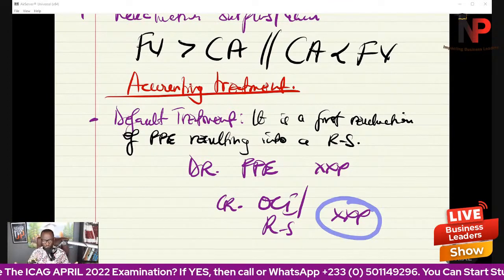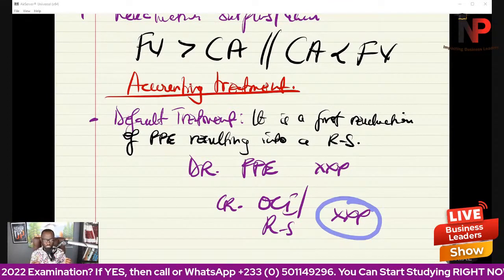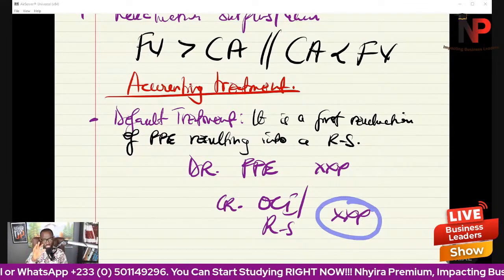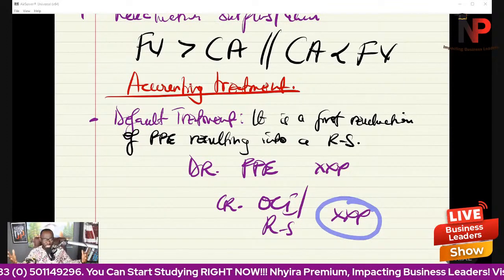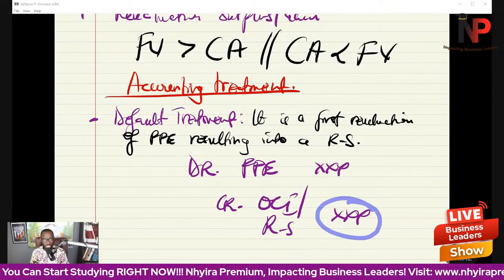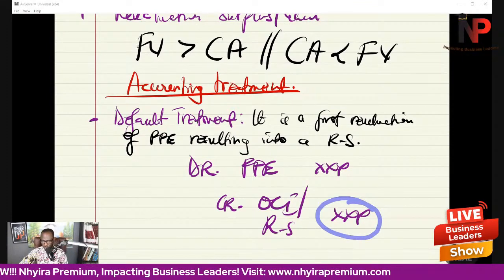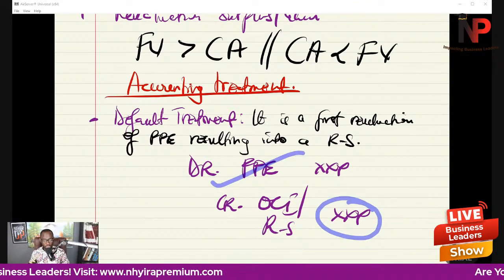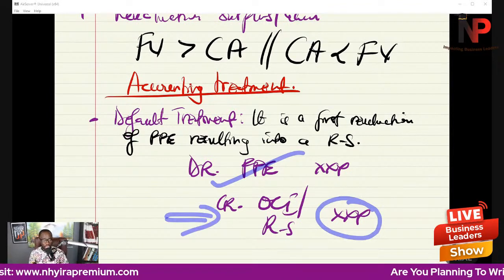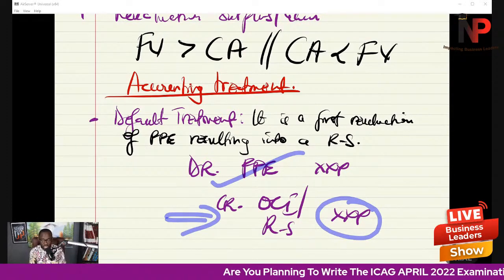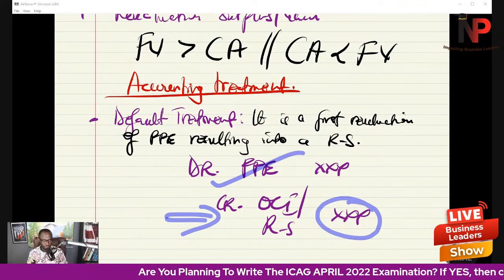The default treatment is where this is the first time the entity is revaluing the asset. So if this is the first time the entity is revaluing the asset, then what is going to be happening by default is that we are going to get a revaluation surplus for the first time. For that reason, you debit your PPE account. Okay, you debit your PPE and then you credit OCI and revaluation surplus. It ends there. That is the default approach. No headache, no thoughts, nothing again.